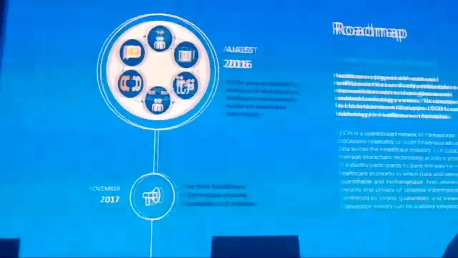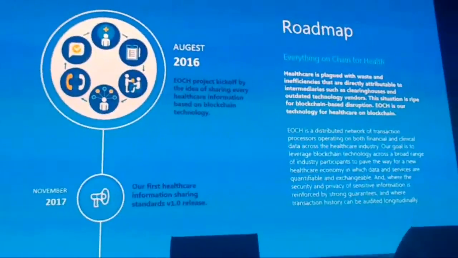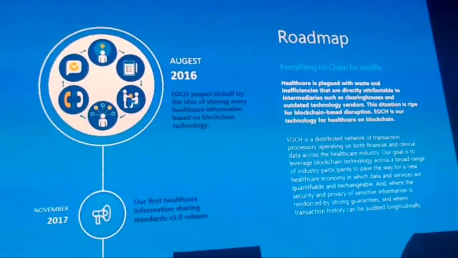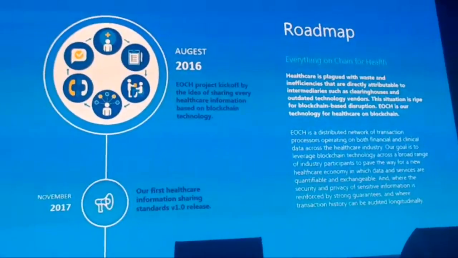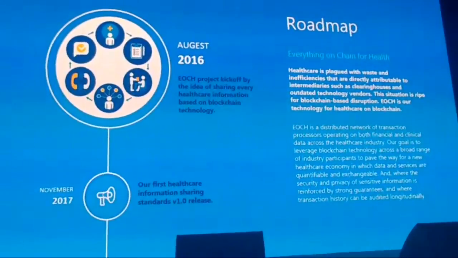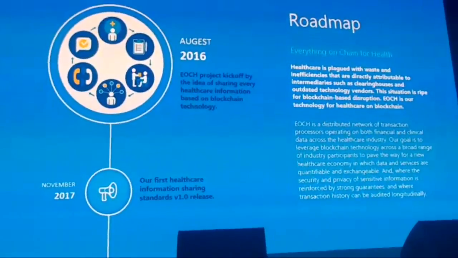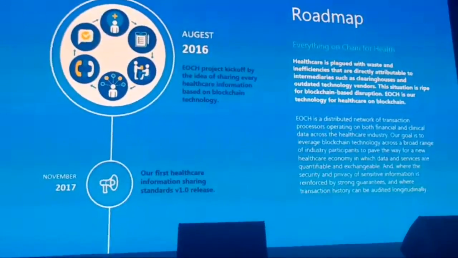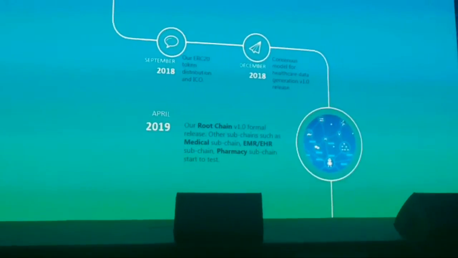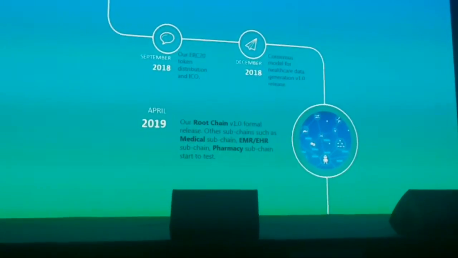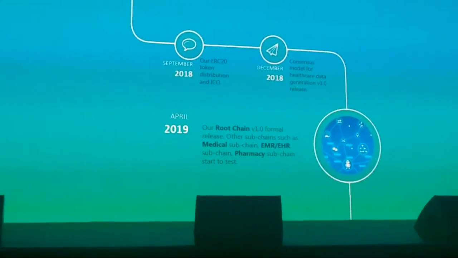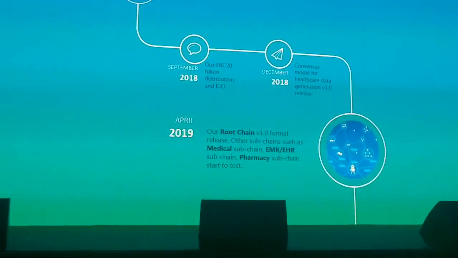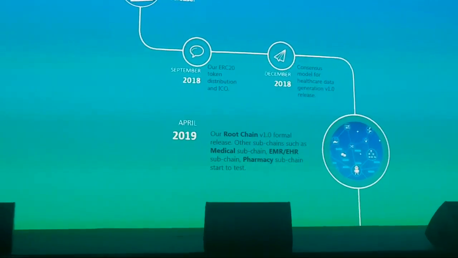So this is our roadmap. We started 2 years back, in August. The project started with the idea of sharing healthcare information based on blockchain. Then last year, November, we had our first healthcare information sharing standards version 1 release. And this year, May, we had our first white paper release. If you need a copy, you can approach me. And then next month, we have our ERC20 token distribution at the ICO launch.